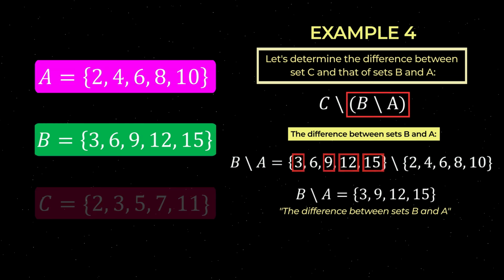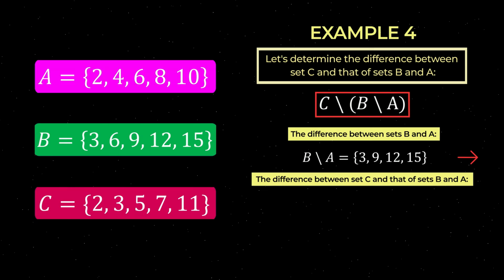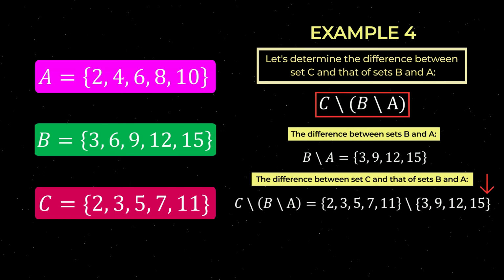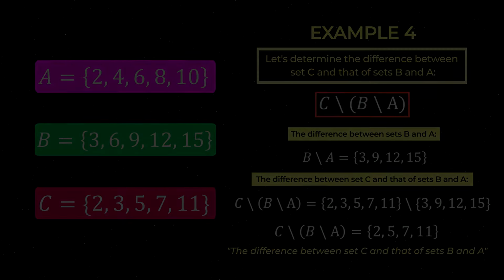Okay, now we proceed to determine the difference between set C and the above set as indicated here. As you can see, there are 4 elements present in set C that are not present in the second set, and the elements are 2, 5, 7, and 11. Therefore, we conclude the difference between set C and that of sets B and A is a set containing the elements 2, 5, 7, and 11. Let's illustrate this set difference on our Venn diagram.